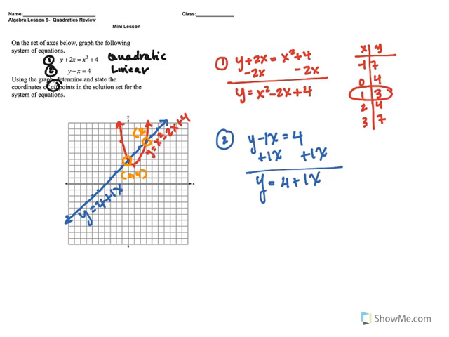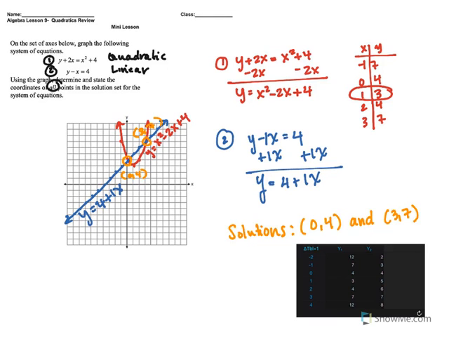3, 7. Okay, so the solution, you should be writing everything down except the graph if you don't have a printed copy. So the solutions to this system of equations are the points 0, 4 and 3, 7.